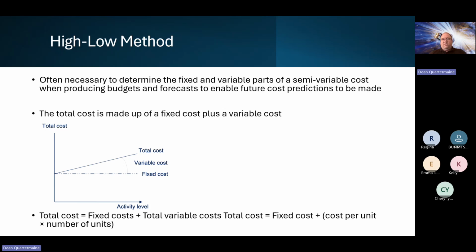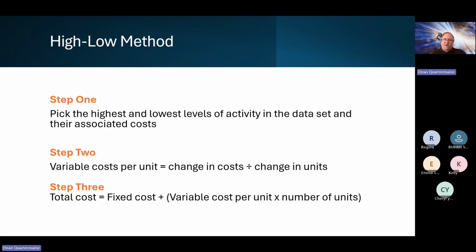It sounds really complicated, but it's really not. It's a 3-step process. Step 1, pick the highest and lowest levels of activity within the data set. If you get this on an AAT exam, it'll say cost at 200 units is this, cost at 400 units is that, cost at 800 units is that. You want the highest and lowest levels of activity and their associated cost.